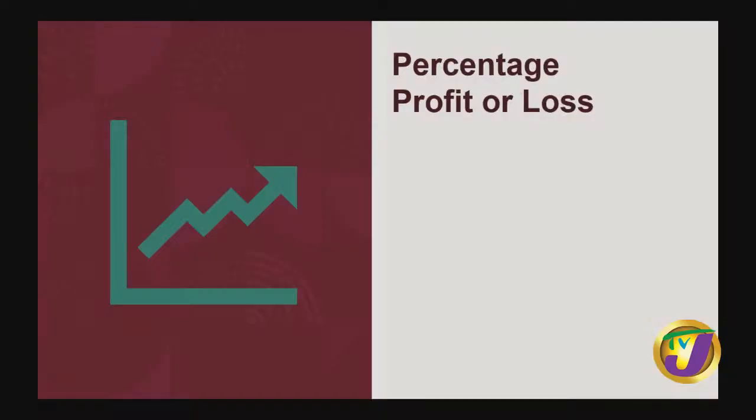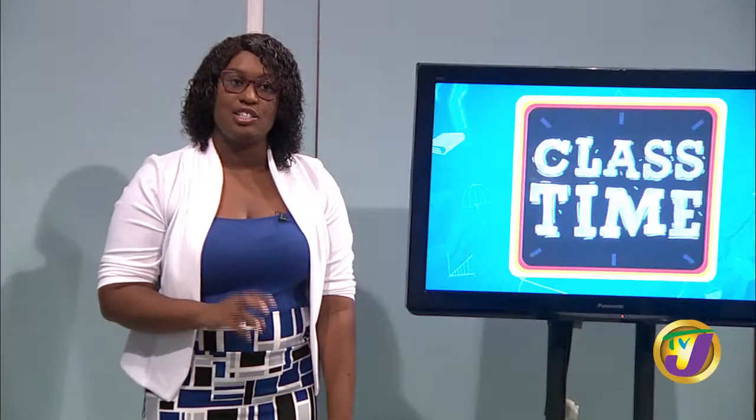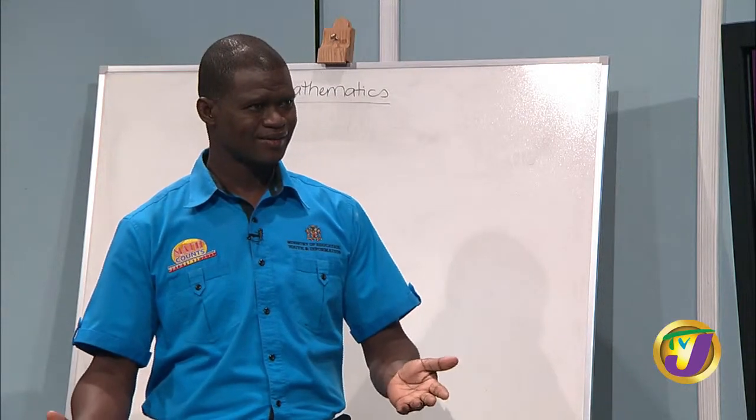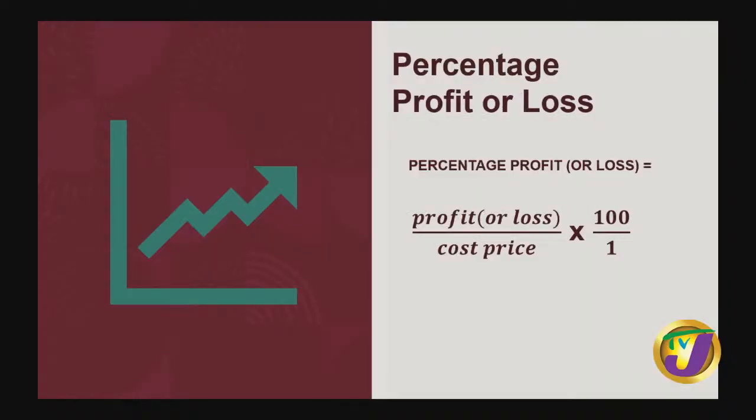All right, so percentage profit or loss. We want to look at how we calculate percentage profit or loss. So our profit divided by our cost price multiplied by 100. As you stated before, you're doing a comparison with every $100, so we're multiplying by 100 to get our percentage profit or percentage loss. And it is important to note as well that your profit or loss is in regards to your cost price, and not your selling price. That is essential because that is a mistake that is oftentimes made by students.